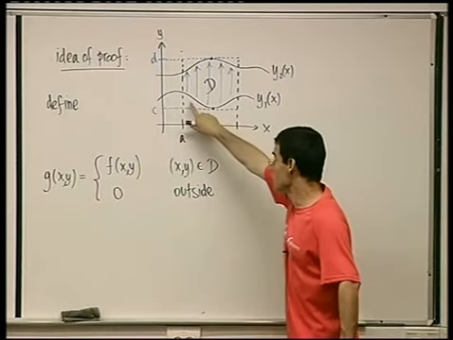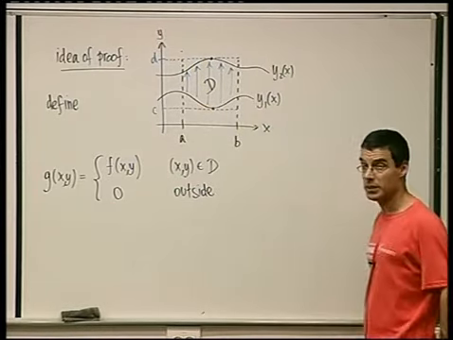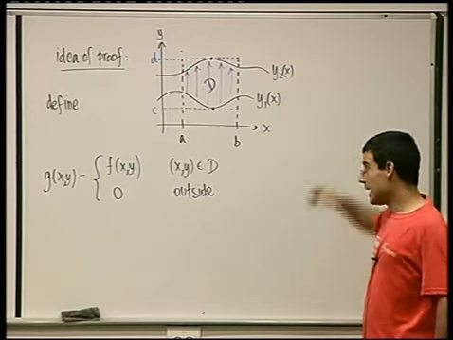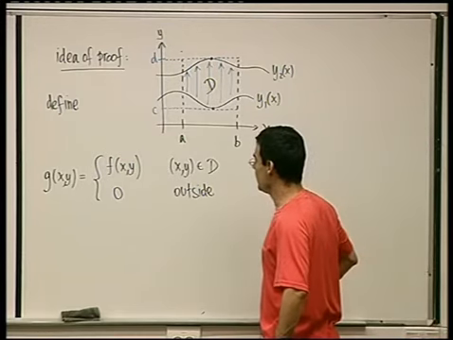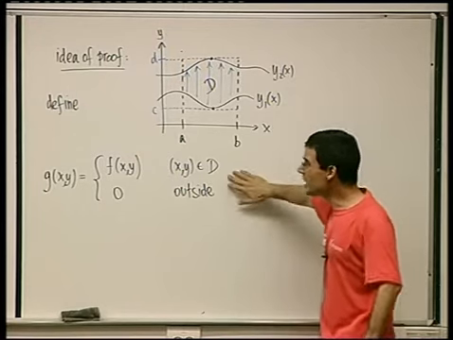And in particular, it's going to be 0 in this rectangle on all points which are not inside D. Okay? Is it clear what G is? Okay? Now here's a little delicate point to pay attention to. Is G continuous?